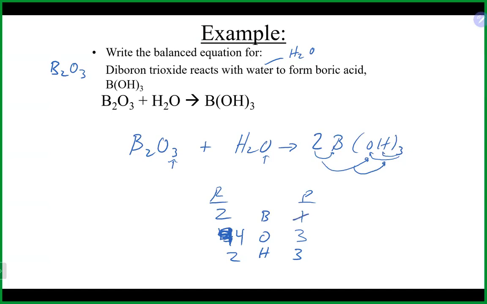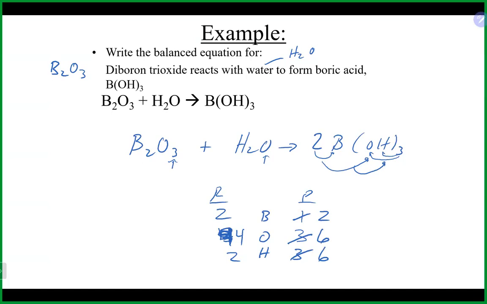So that gives us 2 borons. We have basically 3 times 1 for the oxygen times 2, which is 6. And 3 times 1 for the hydrogen and times 2 in the front, which also gives us 6. Any questions on that there?